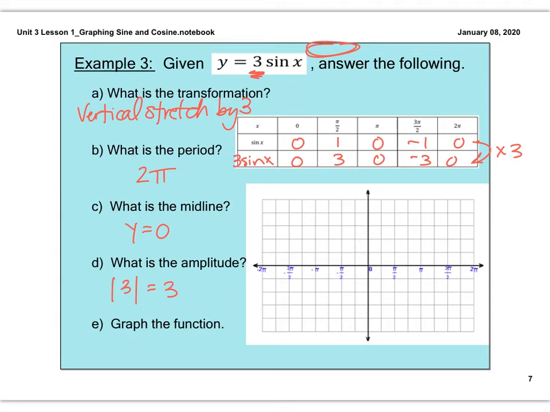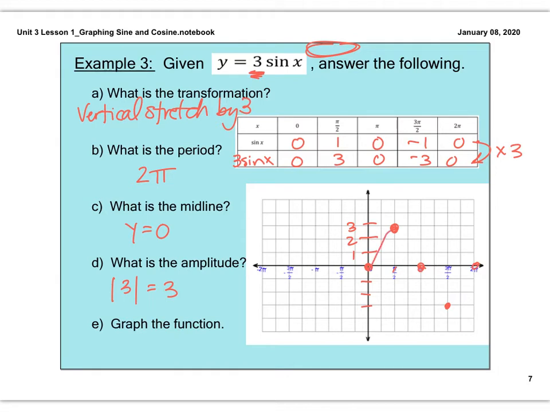So we're still going to start at 0, 0. We're at pi over 2, though. We're going to be up at 3. So I think instead of going by halves, this time I'm going to count by ones. And so up here, I'm going to have a dot. At pi, we're back at 0. At 3 pi over 2, we're down at -3. And then we're back to 0.